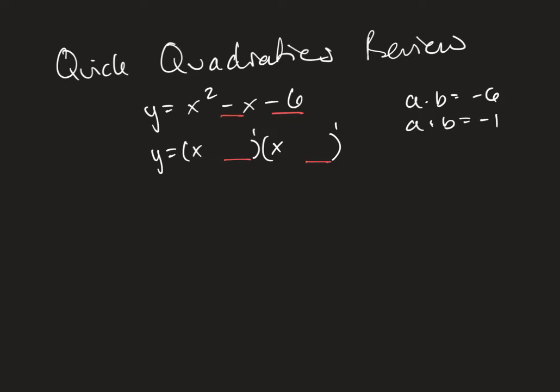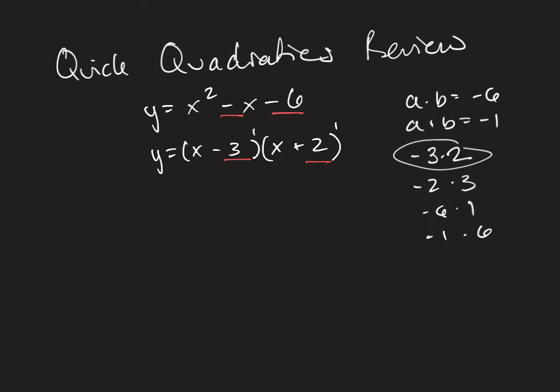Well, a couple factors of -6, we could do -3 and 2, or we could do -2 and 3. We could do -6 and 1. We could do -1 and 6. But the one jumping out at me pretty quickly is this first one, right? -3 and 2. So if I have x minus 3 and x plus 2, -3 times positive 2 is going to be -6, and -3 plus 2 is going to be -1.